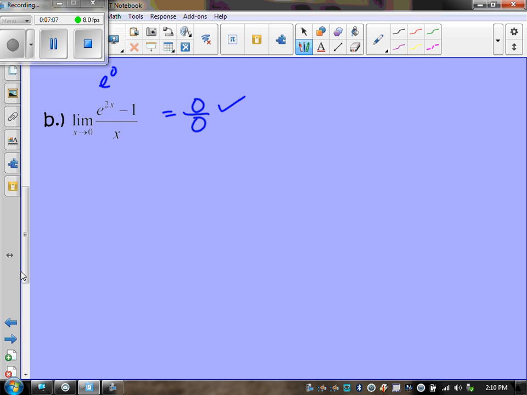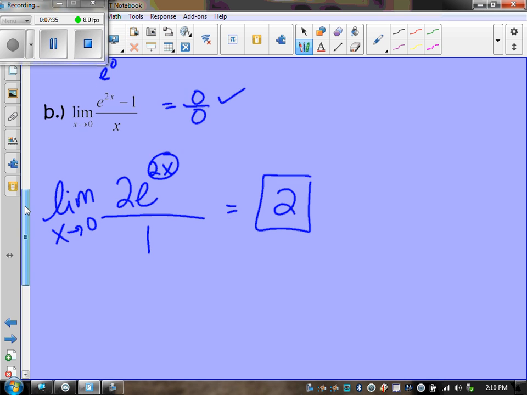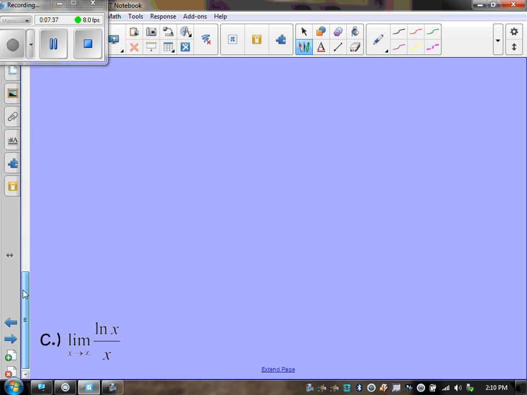L'Hopital's rule says I can do the derivative of the top. The derivative of e to the 2x is e to the 2x times 2. The derivative of x is 1, and then I should be able to redo my direct substitution as x goes to 0. If I plug in a 0 here, e to the 0 is 1. 1 times 2 is 2, right? Not possible without L'Hopital's rule, right? We couldn't factor it, we couldn't really rationalize it, we'd be a little bit stuck. But now that we know L'Hopital's rule, we can use it anytime we get an indeterminate form.